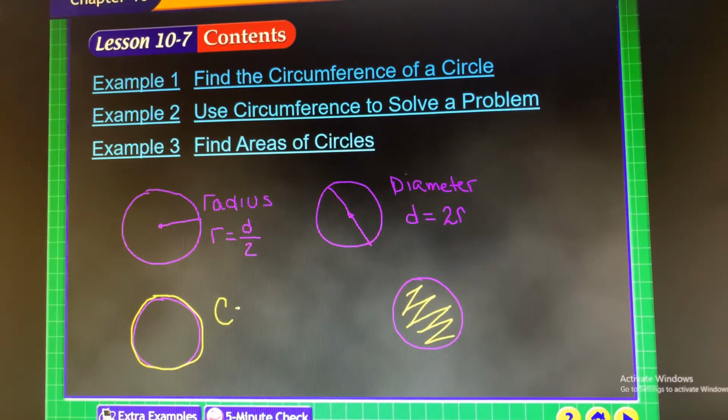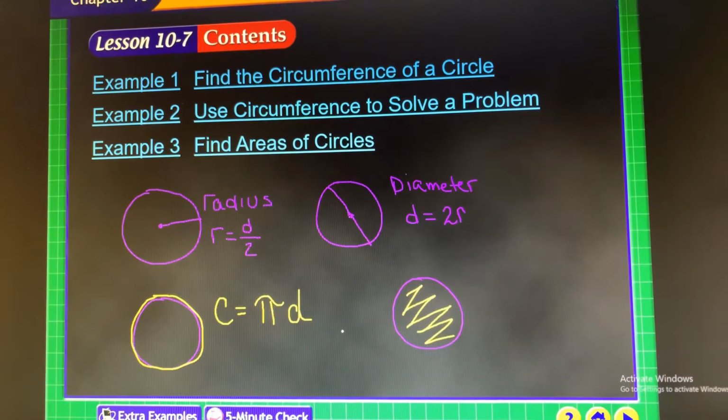In order for us to do that, we would need to use a formula. There are 2 formulas for circumference. I hesitate giving you both of them just because this is new. So let's just start with one, and then we'll talk about the other one. Circumference is equal to pi times diameter. Okay?